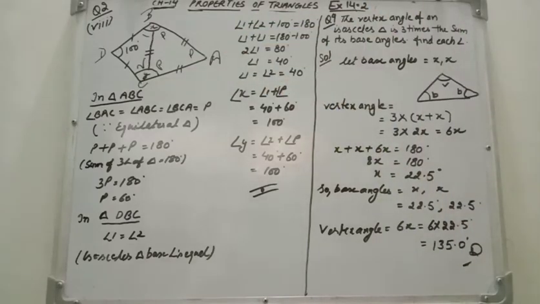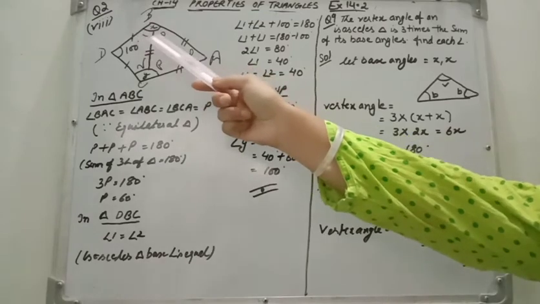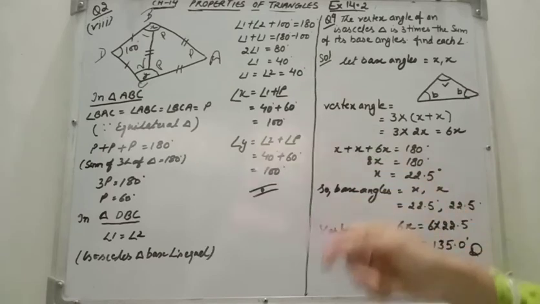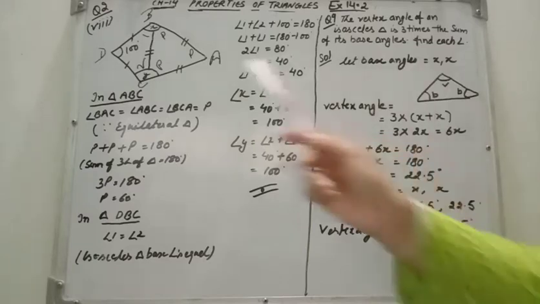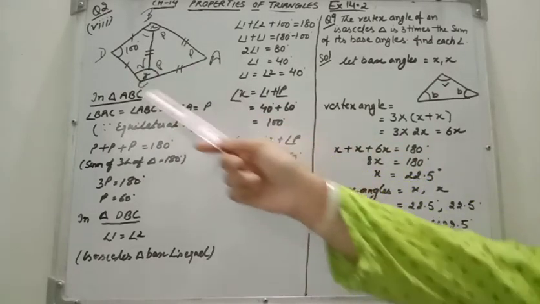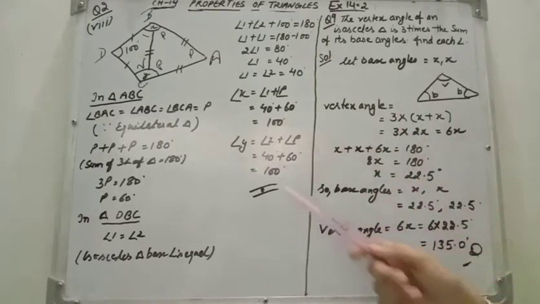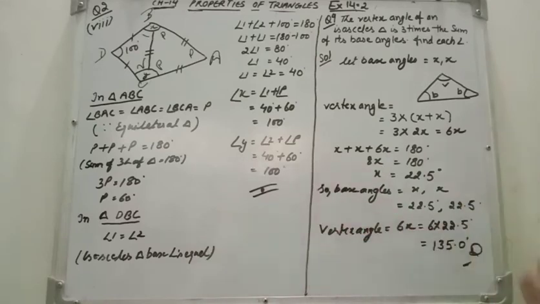Now we will find angle X. So angle X is the sum of angle 1 plus angle P. Okay. And what is angle 1? 40. What is P? 60. Add them and we get X is equal to 100 degrees. Next Y. Y is a combination of angle 2 plus angle P. Okay. So angle 2 is 40 and P is 60, add and we get 100 degrees. Clear? Like that we will solve the questions.